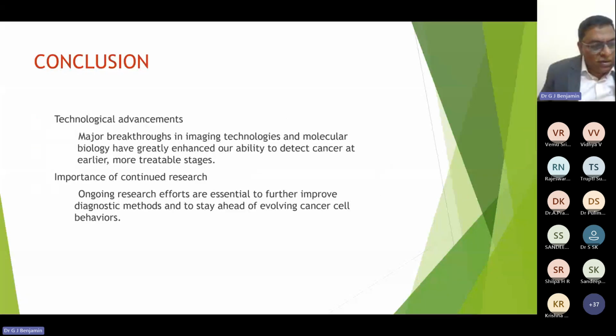Now, the technological advancement is the major breakthrough. Imaging technologies and molecular biology have greatly enhanced our ability to detect cancer at earlier, more treatable stages. Continued research efforts are essential to further improve diagnostic methods and to stay ahead of evolving cancer cell behavior.